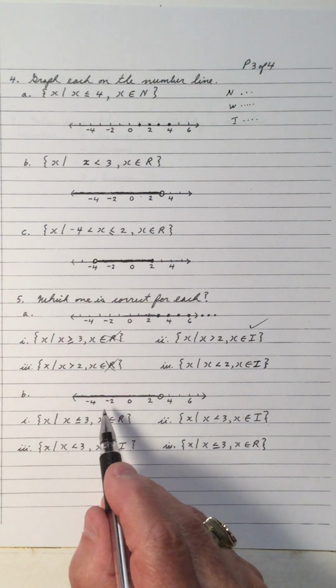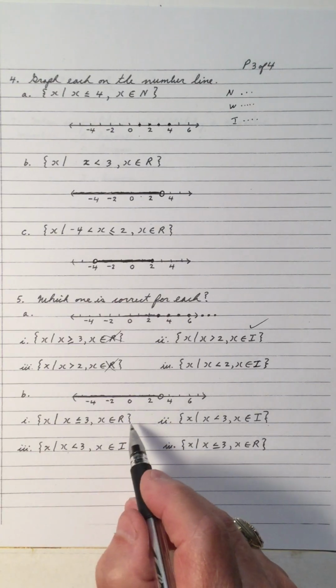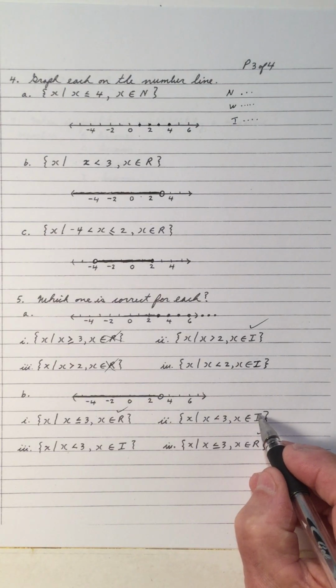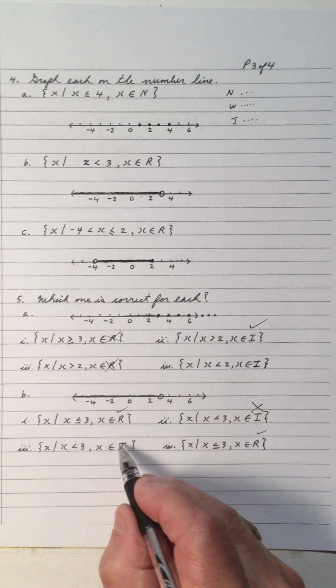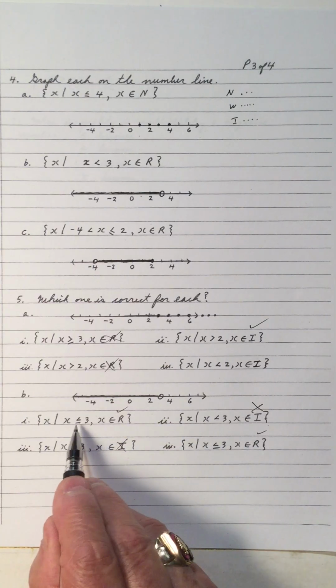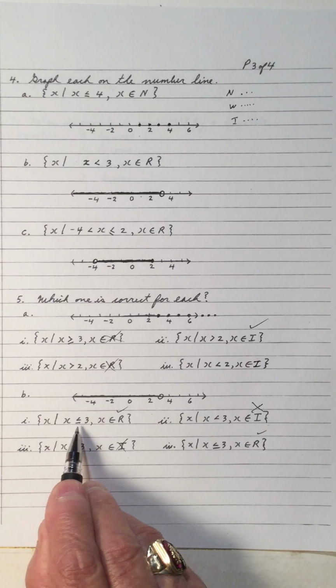B. Again, we have shading, so it's real numbers. So it's either this one or it's this one. So it's not integers because integers are dots. So this is less than or equal to 3.